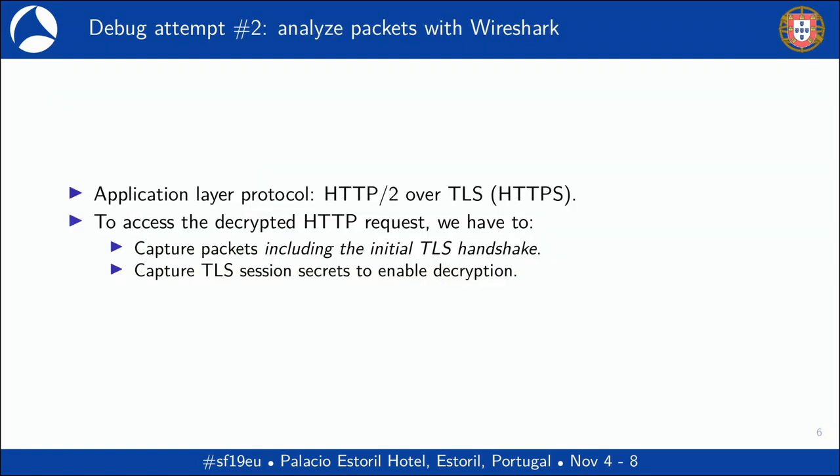To access the HTTP request, which is an application layer protocol, we probably have to capture the whole TLS session. Why is that? The initial TLS handshake includes the parameters and the keys in order to start an encrypted tunnel. Aside from this initial handshake and all encrypted packets containing our HTTP2 protocol, we also need some keys in order to decrypt the session. So this is the basic idea. We have an application layer with HTTP2, which is wrapped in an encrypted TLS session.